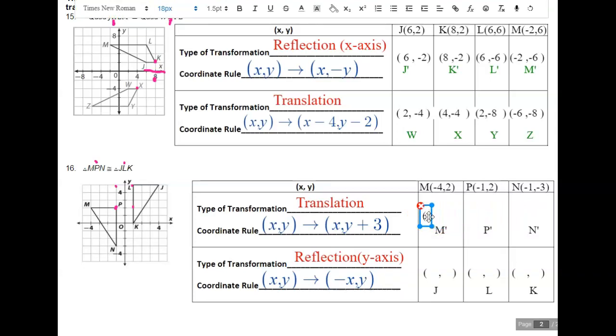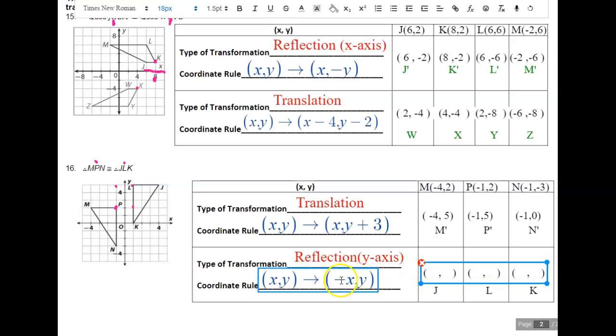Okay, so we'll have negative 4, comma, and then add 3, so it's going to be 5. Okay. Negative 1, comma, add 3 will be 5 again. Okay, and we'll have negative 1, add 3 will be 0. Yes. There you go. Good. Add 3, add 3. There we go. Perfect.